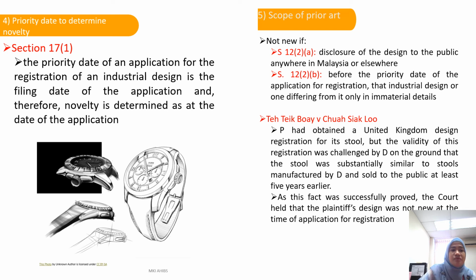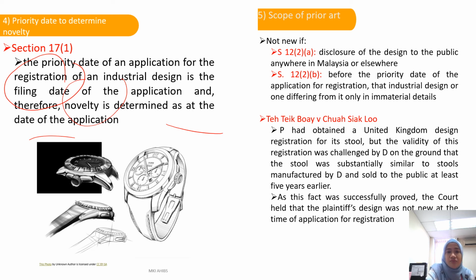This is actually provided under section 17, subsection 1. Okay. So the priority date of an application for the registration is the filing date of the application, and therefore novelty is determined as at the date of the application. So we have to take a look at who filed first. Okay, who filed first. How do we know what is the date of the filing? The day you go to file your application dekat MyIPO. Okay, so that is the date of the filing, and the novelty will be determined based on the filing date.